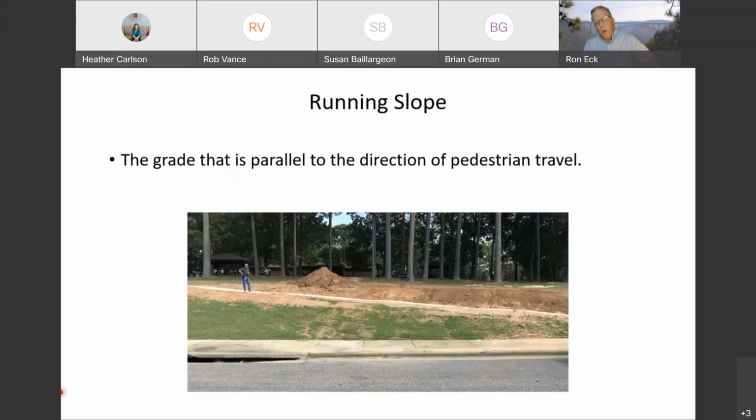Running slope or grade is the grade or slope parallel to the direction of pedestrian travel. And in this photo, it looks like we have here on the left, probably an inspector on this job, and he's facing kind of toward the right. If he were to start walking down this grade or slope, we would say he would be descending that grade or descending that slope.